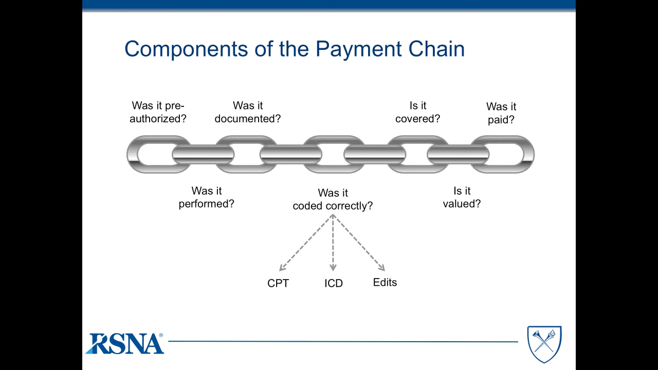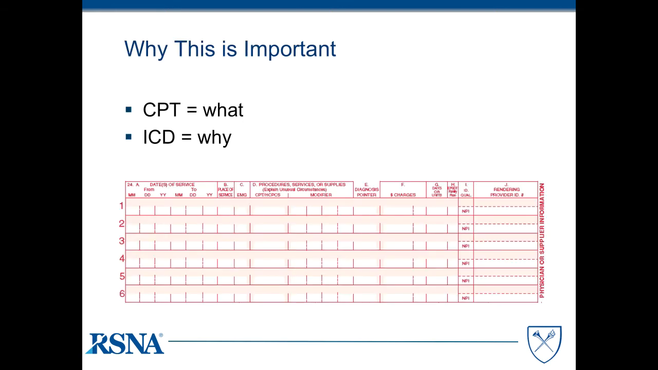We've talked several times before about the payment chain, the things that need to happen behind the scenes before and after you render a service for you to get paid for your work. I introduced you particularly to correct coding as an important link in that chain. In the prior module, we talked about CPT coding. In future modules, we'll get in the weeds more about edits and modifiers. In this module, we'll focus on ICD coding.